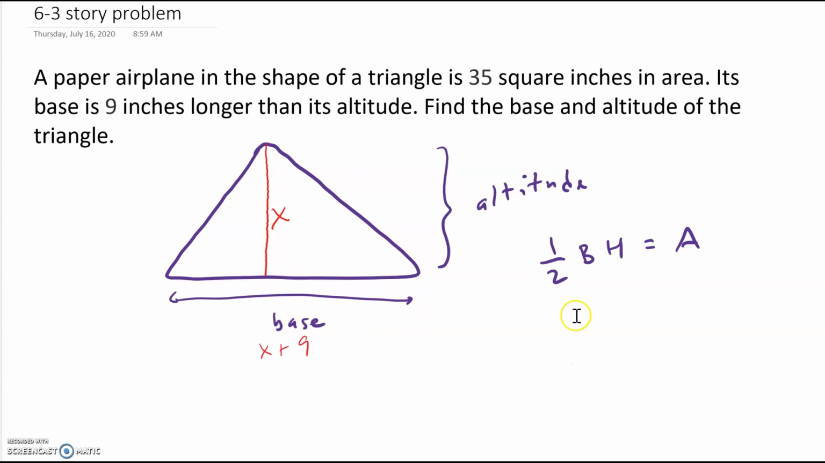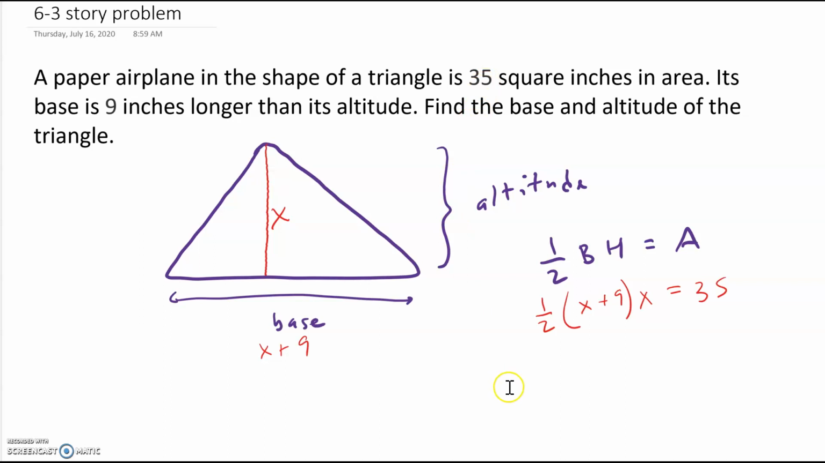And then I can plug those numbers into the formula. So 1/2 base times height equals area becomes 1/2 times the base, which is x plus 9, times the height, which is x, equals the area, which is 35.